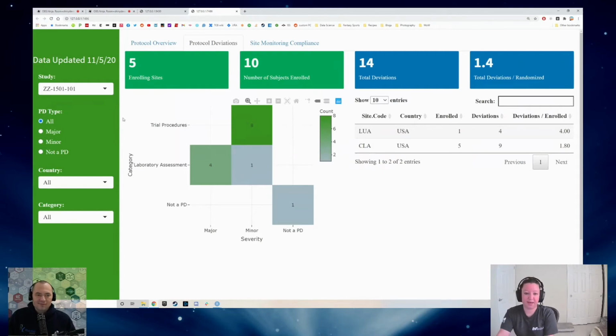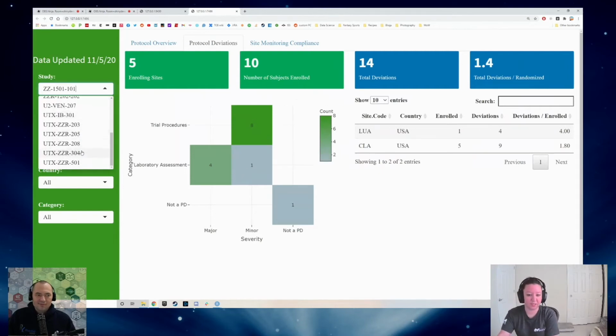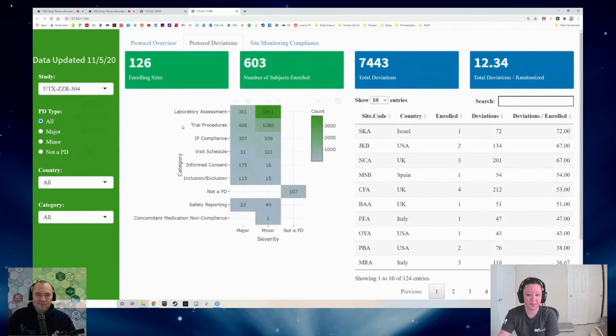And then this heat map here, and let me get a bigger study so it's a little bit easier to understand. This heat map is showing the breakdown of deviation types. So was it IP compliance? Oh, nice way to represent that info. Yeah, that's a really cool technique. Yeah, and you can see the major, minor, it groups them differently. Darker green means there's more. And then we have the table breakdown of what's basically making up that heat map.